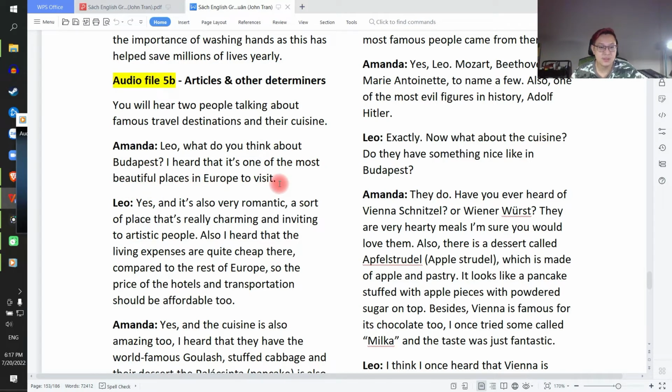Yes, and it's also very romantic. A sort of place that's really charming and inviting to artistic people. Also, I heard that the living expenses are quite cheap there compared to the rest of Europe. So the price of the hotels and transportation should be affordable too.